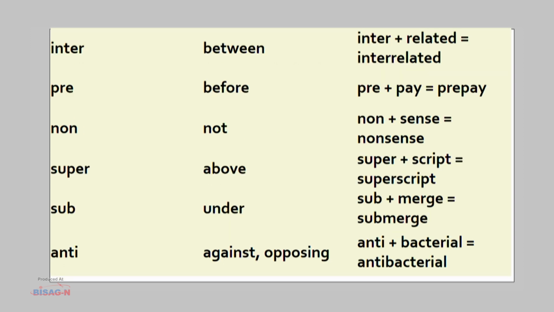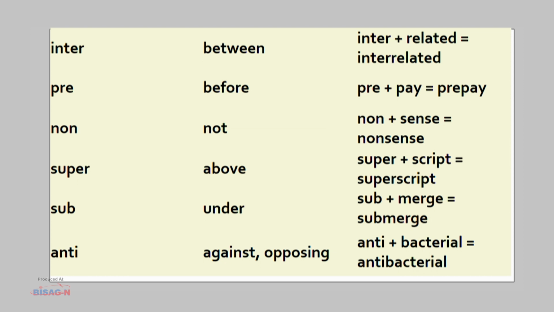I have again taken one more set of words for you. You can see inter. Inter means between, interrelated. These two dialogues are interrelated. Pre stands for before. Pre plus pay, that is prepay. Can you please prepay this? Non means not, nonsense. That man, the sales marketing person, did not have knowledge about his product and he was talking something very nonsense. That is of no relevance.